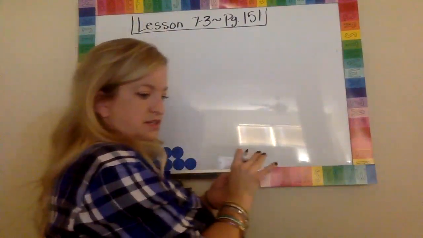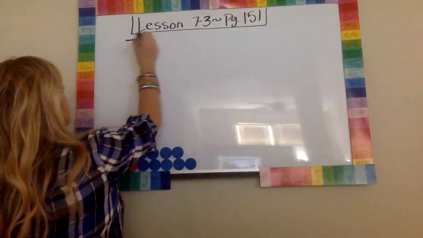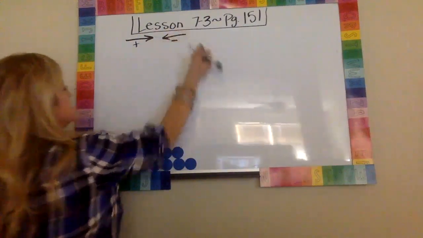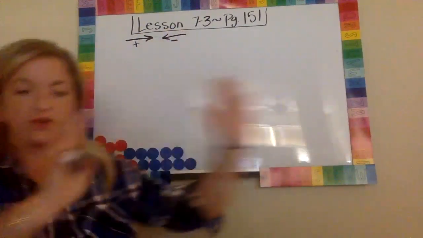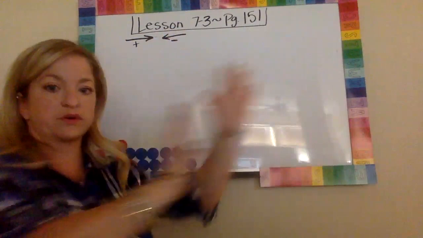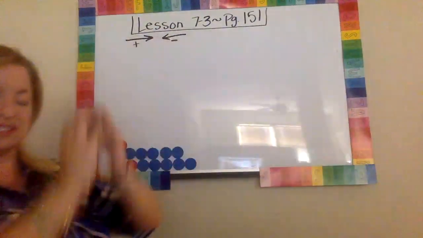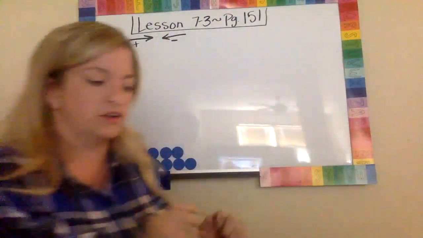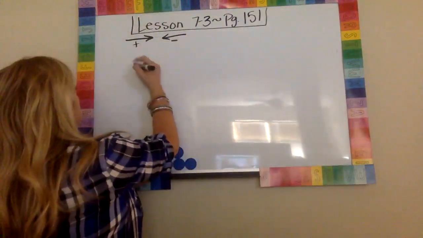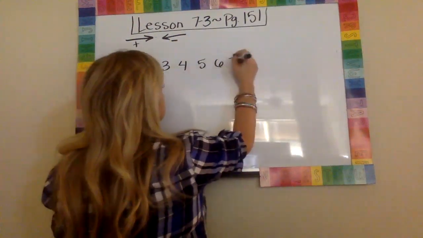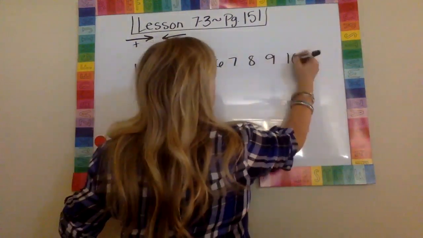Okay, so it says this way is adding, this way is subtracting, because addition and subtraction are opposites, right? So if one goes this way, the other one goes that way, because they're opposites. If one is giving, the other one is losing. They're opposites, okay? So I'm going to grab a number line. 1, 2, 3, 4, 5, 6, 7, 8, 9, and 10.